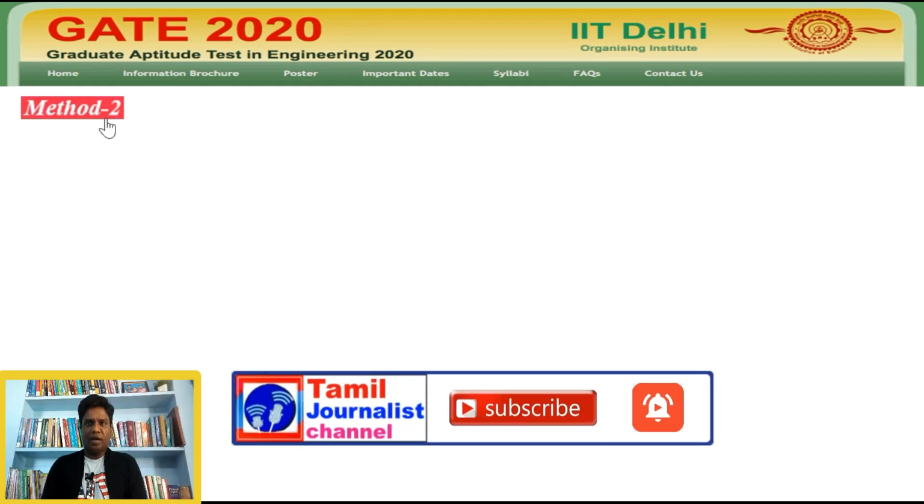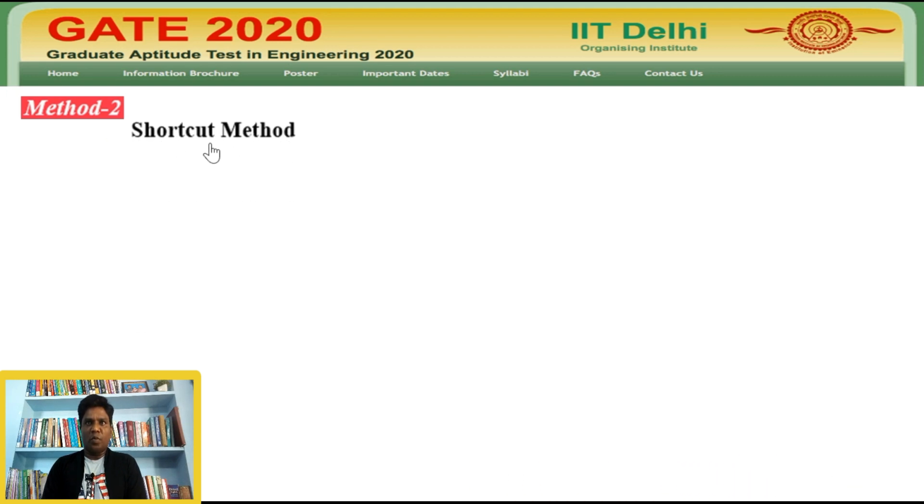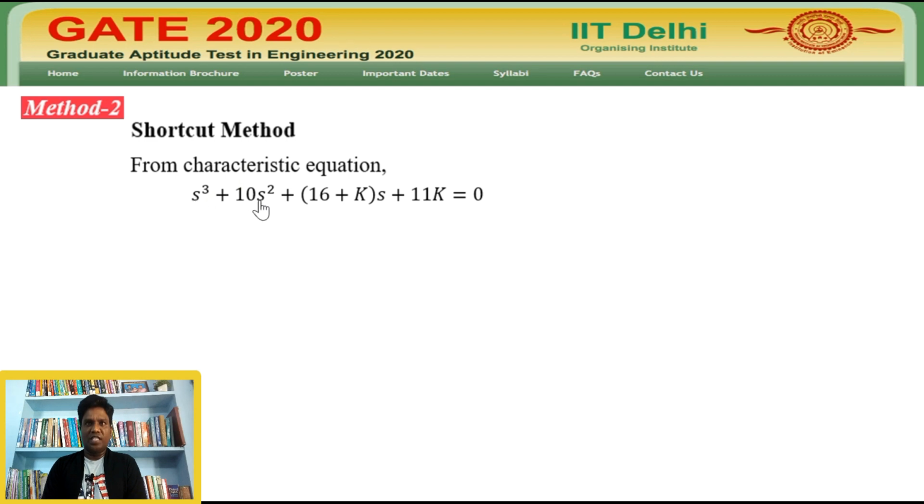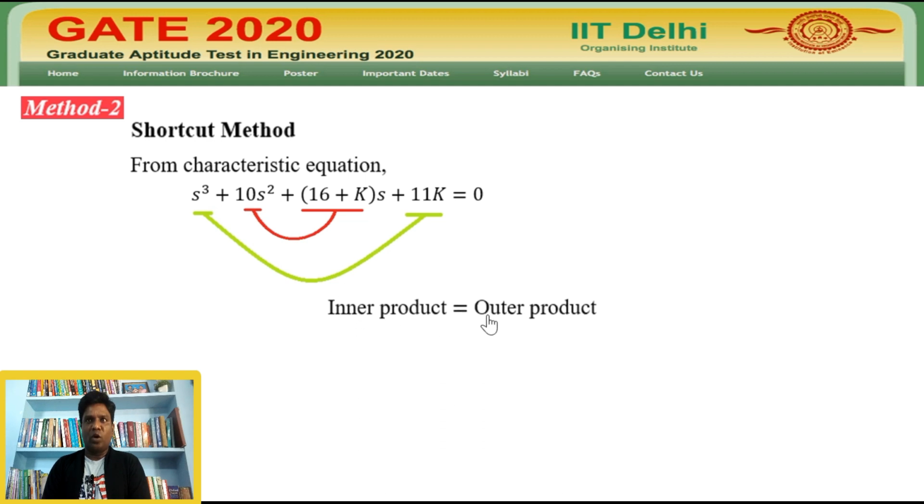Now we will go with method 2, the shortcut method, or the equate inner and outer product method, from the characteristic equation in order to find the k value. From the characteristic equation, that equation is s cube plus 10s square plus (16 plus k) into s plus 11k equal to 0. In this equation, we have to equate the inner product coefficients to the outer product coefficients in this manner. The equating term equation we can write as inner product equal to outer product.